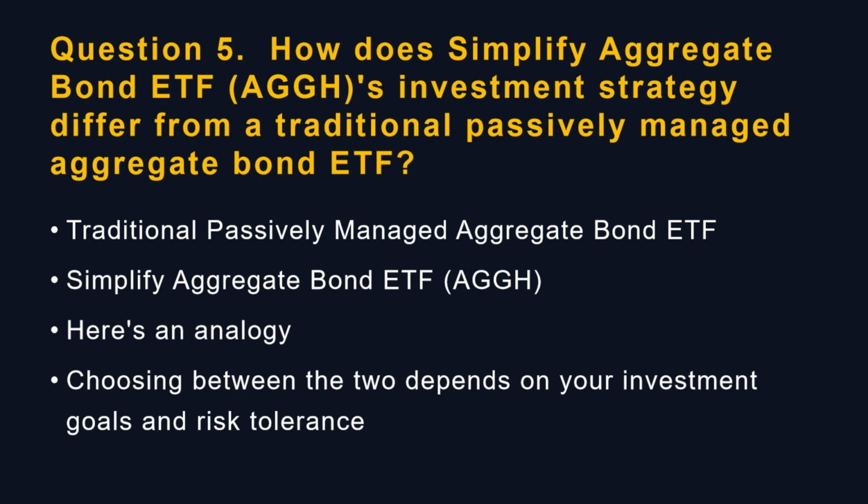Simplify Aggregate Bond ETF (AGGH). Objective: aims to maximize total return by combining core bond exposure with active management strategies.